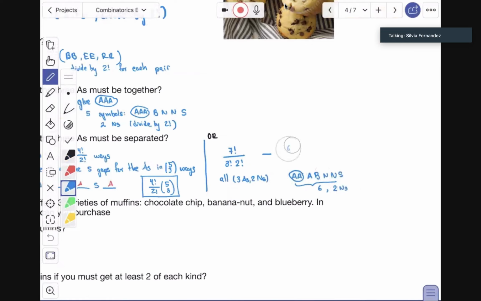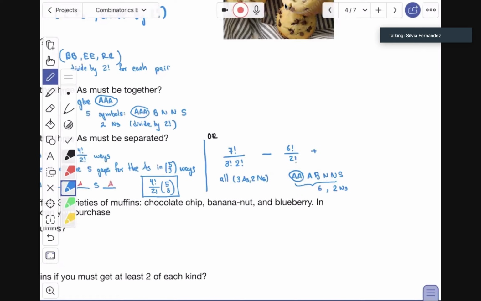So that would be 6 factorial over 2 factorial. Okay? And so the only issue here, this is like the complement idea, right? I haven't finished this a little bit. So I have all the words, I subtract the ones that I don't want, and in the ones that I don't want, I have at least 2 A's together.